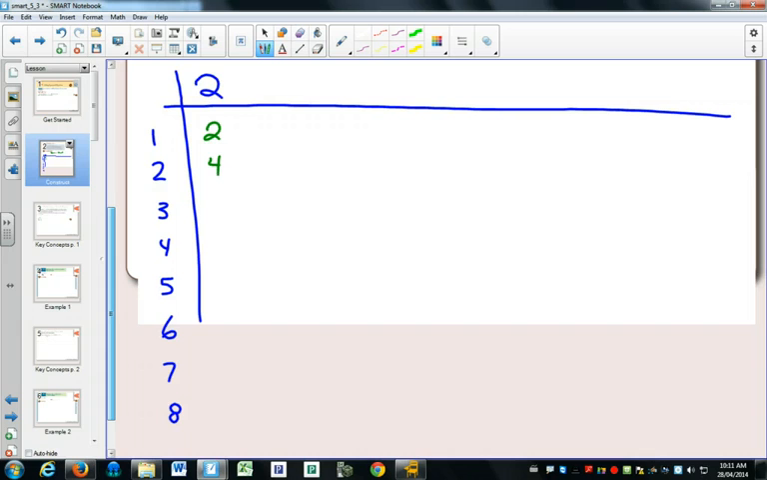2 squared is 4. 2 cubed is 8. 2 to the 4 is 16. And they're just doubling each time. So the powers of 2, without your calculator, you can always figure them out by just doubling along the way. And you could keep going.